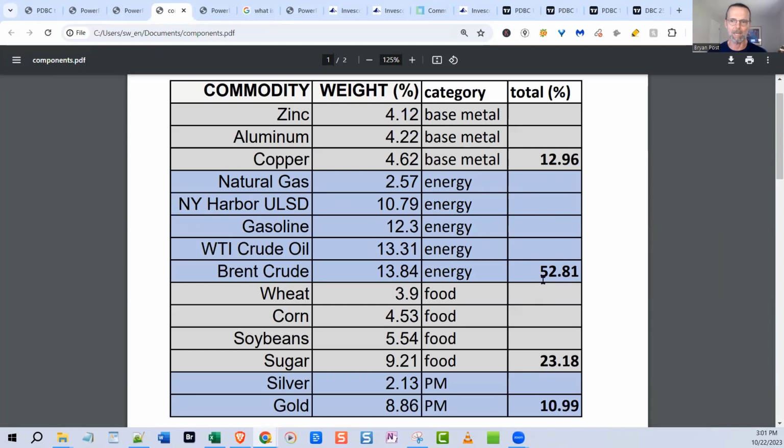And so let's start with the biggest, almost 53% of the ETF is energy. We can see 27% or so is oil between West Texas crude and Brent crude. Heating oil is almost 11%, and then gasoline, 12%, natural gas, almost 3%. So more than half of the ETF is weighted towards energy, which again, for inflation or conflict, particularly conflict in the Middle East.